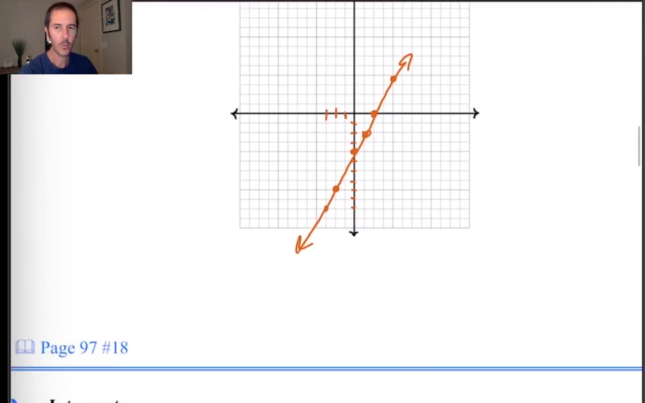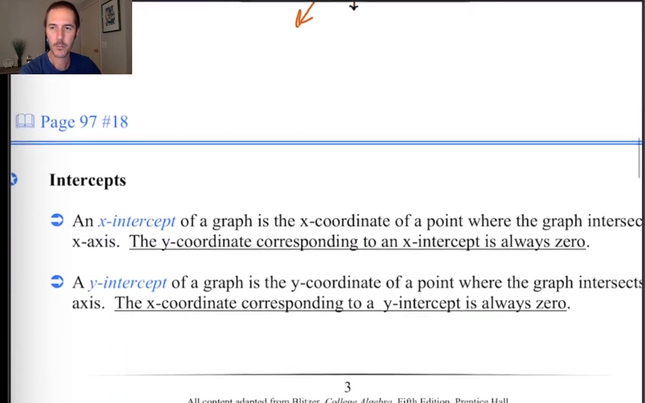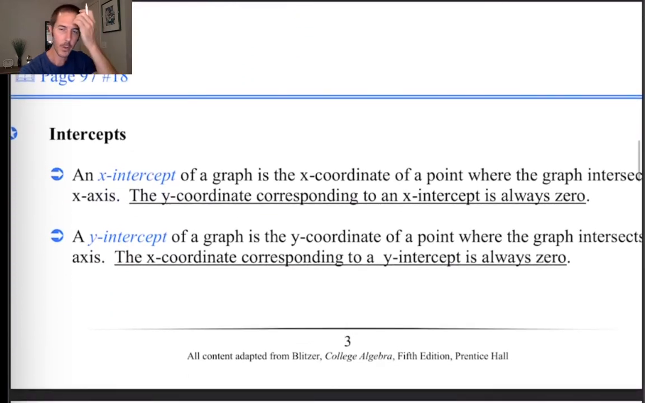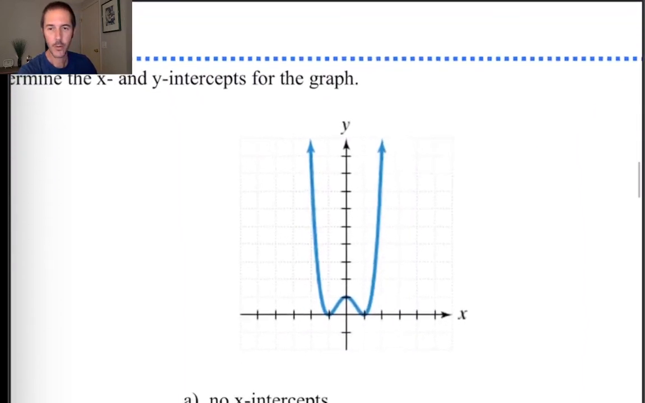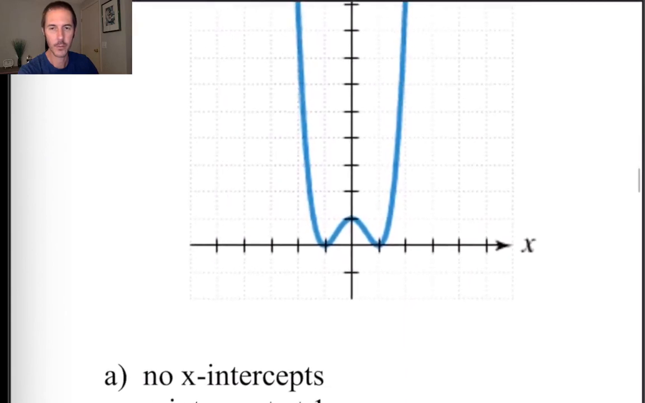Intercepts, the x and y intercepts, are the points where a graph crosses the x-axis, that would be the x-intercept, and the point where the graph crosses the y-axis is called the y-intercept. Visually, graphically, we can see examples of those here.